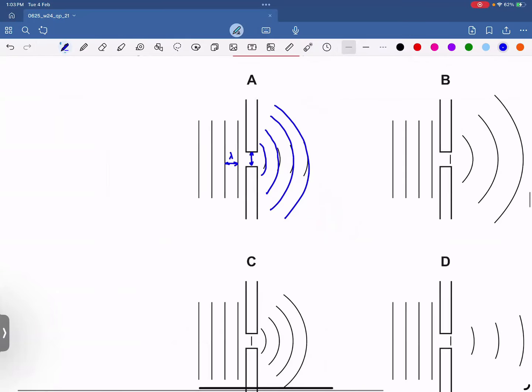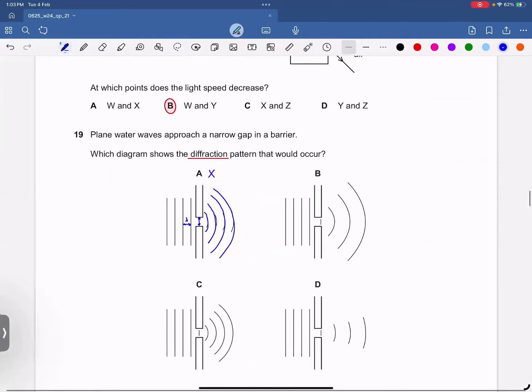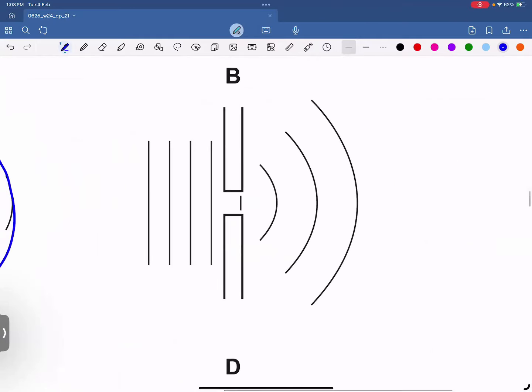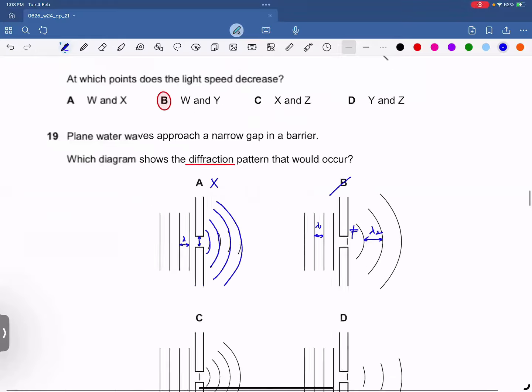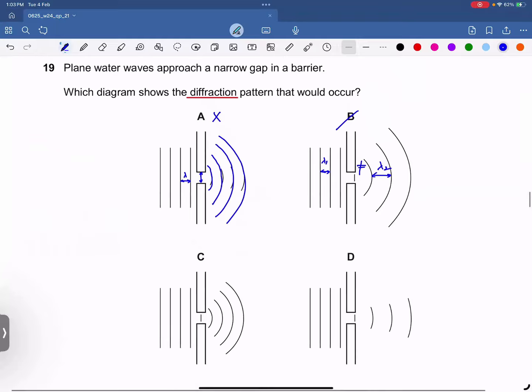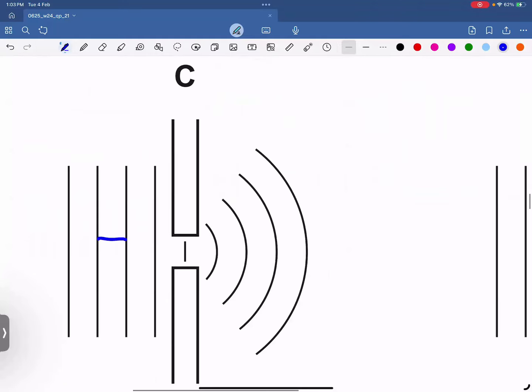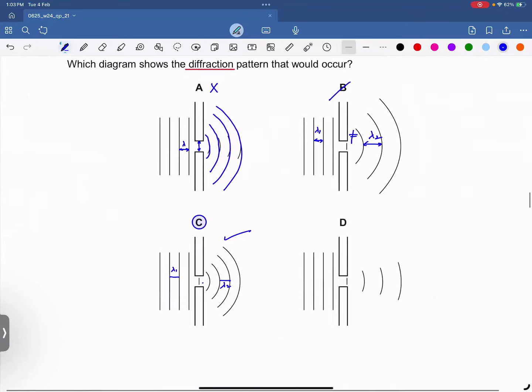So they didn't give you that way, so option A is wrong. B is completely wrong because initial wavelength is not same as final wavelength. They are not equal. They have to be same wavelengths. That's why B is wrong. We check the option C for question number 19. C, my dear, look, wavelength, same. If gap size is same as wavelength, it's properly spreading. Option C.